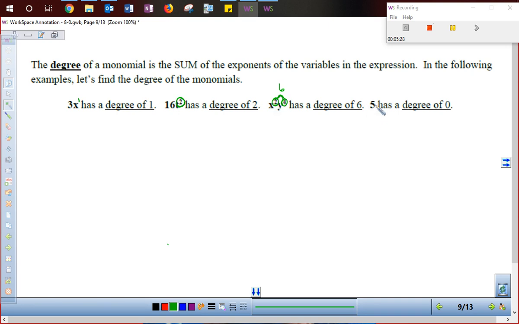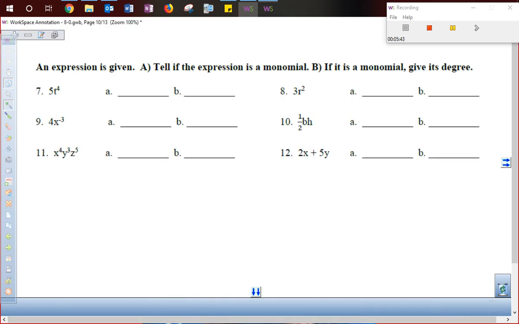And finally, 5 is a constant. Well, a constant doesn't have a variable, which means that it has a degree of 0. So, on 7 through 12 it says, an expression is given. On part A, we want to tell if the expression is a monomial. On part B, if it is a monomial, we need to give its degree.